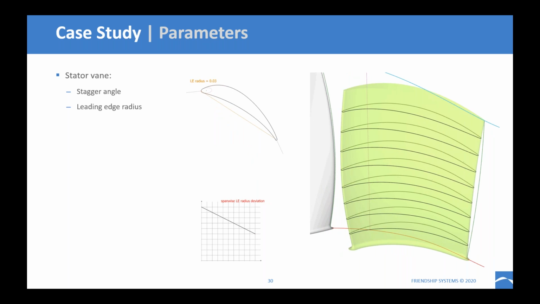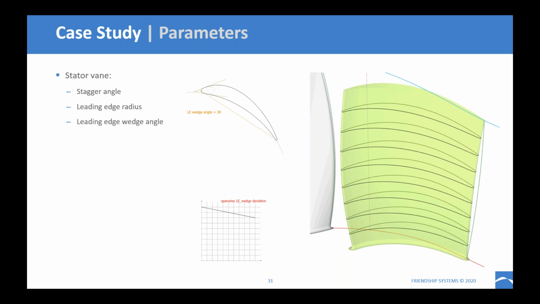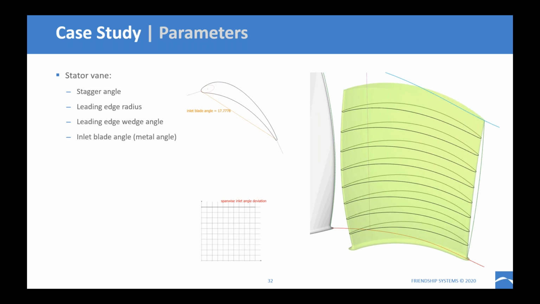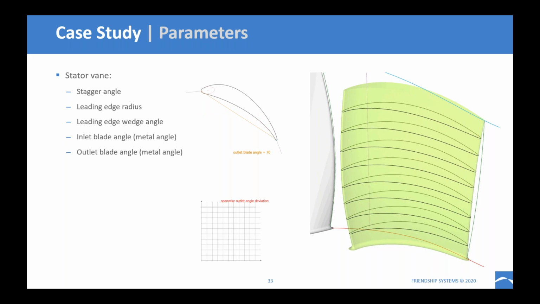So the next parameter is the leading edge radius. In this case, we actually have an elliptical leading edge. This is another parameter that was not used in the optimization that defines whether we have a circular or rather elliptical leading edge. Then we have selected the leading edge wedge angle and the inlet blade angle. So that's the metal angle of the blade at the leading edge, as well as the same for the outlet or the trailing edge.